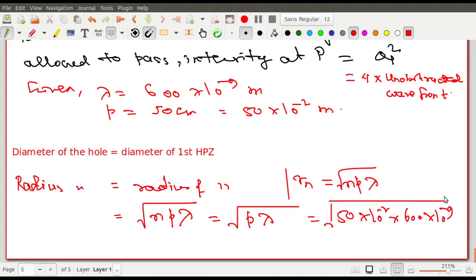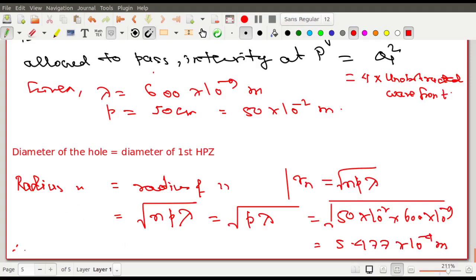Let me calculate this. I don't have the result with me. So 50 into 600 into 10 to the minus 11, and I take the square root of this, and then multiply by 2. My answer comes out to be 1.09 into 10 to the power minus 3 meter. Oh, sorry, there was a small problem. 1.09 is the diameter; I have calculated the diameter directly. So first the radius should be 5.477 into 10 to the minus 4 meter.